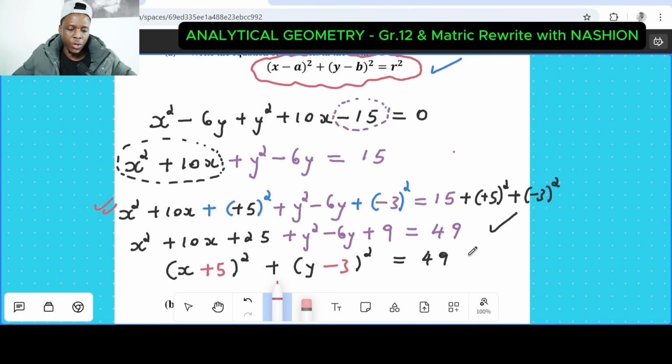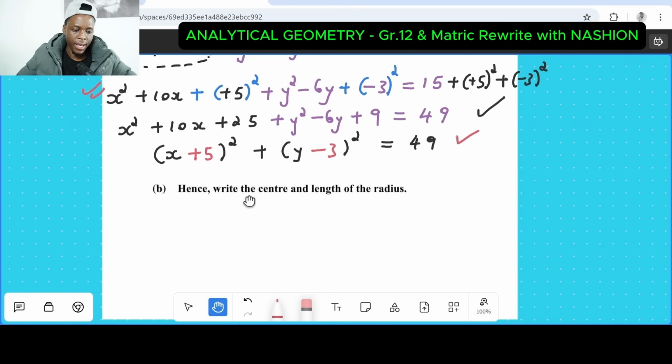This is the equation of circle center away from origin. Why is this form important? This form is important because it's going to tell us what the center is and what the radius is going to be. Hence, write the center and the length of the radius. The meaning of hence is that we should use our answer now.